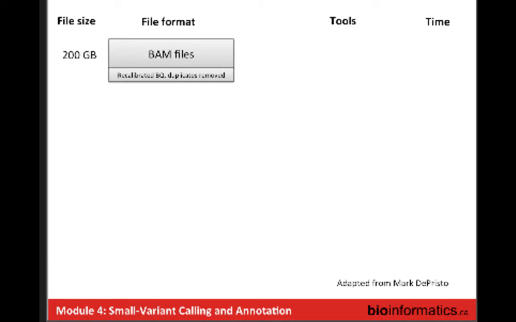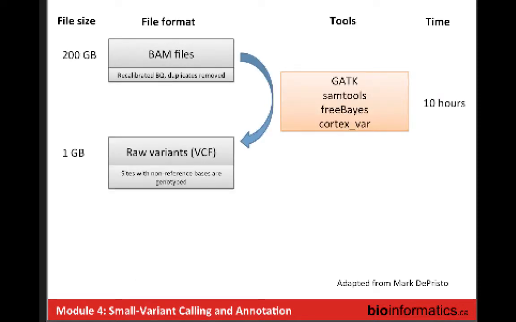Just to give you an idea of what it takes: a BAM file, usually for whole genome sequencing, is around 200 gigabytes, and you switch from that BAM file to a raw variant file, a BCF, which is around 1 gigabyte for whole genome analysis. It is much smaller if you do a capture, like a whole exome. And the processing takes around 10 hours for a whole genome.